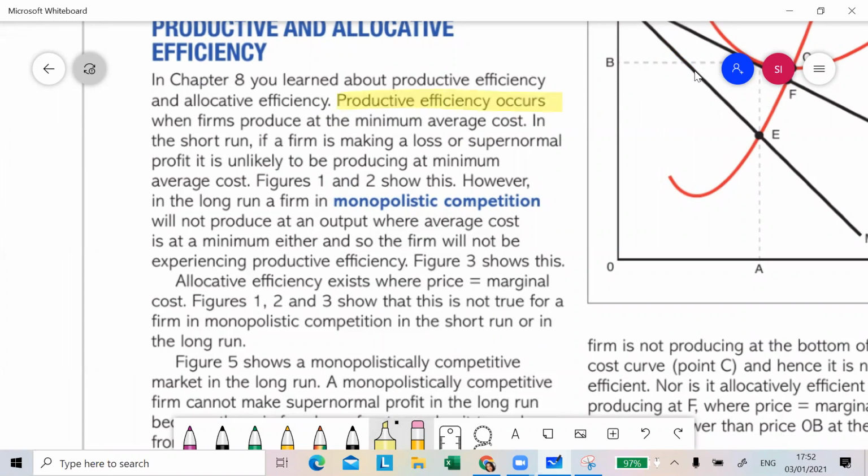Productive efficiency occurs when firms produce at a minimal average cost. So in the short run, if a firm is making a loss or a supernormal profit, it is unlikely to be producing at minimal average cost. Figure 1 and 2 show this. So let's see figure 1 and 2.